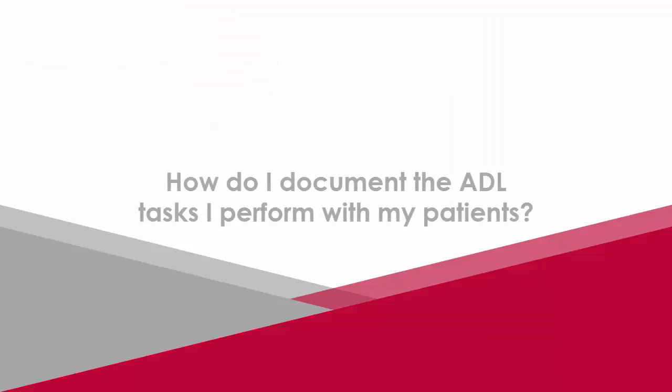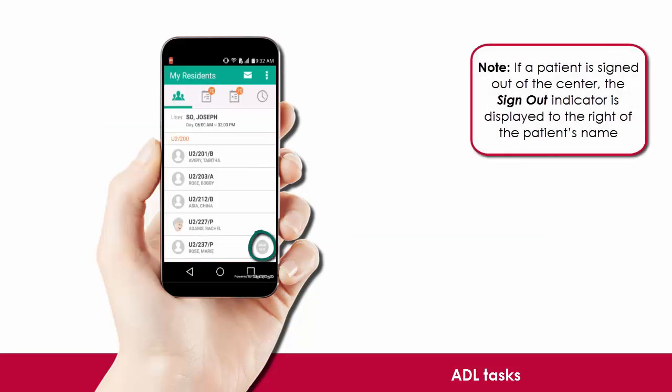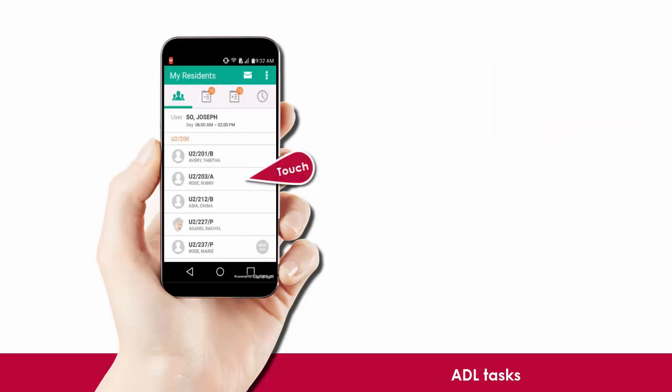How do I document the ADL tasks I perform with my patients? The My Patients icon is located at the top of the screen. Touch the icon and the My Patients list opens. Patients' names and room numbers display below. Note, if a patient is signed out of the center, the Sign Out indicator is displayed to the right of the patient's name. Touch a patient's name to select them from the list, and the patient's assigned ADL task screen opens.